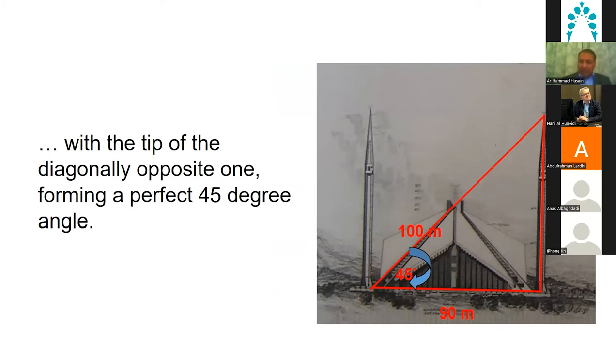Basically, this is 90 meters horizontally and 90 meters vertically. The 100 is a misprint. So it's a 90-meter cube. Next, please.